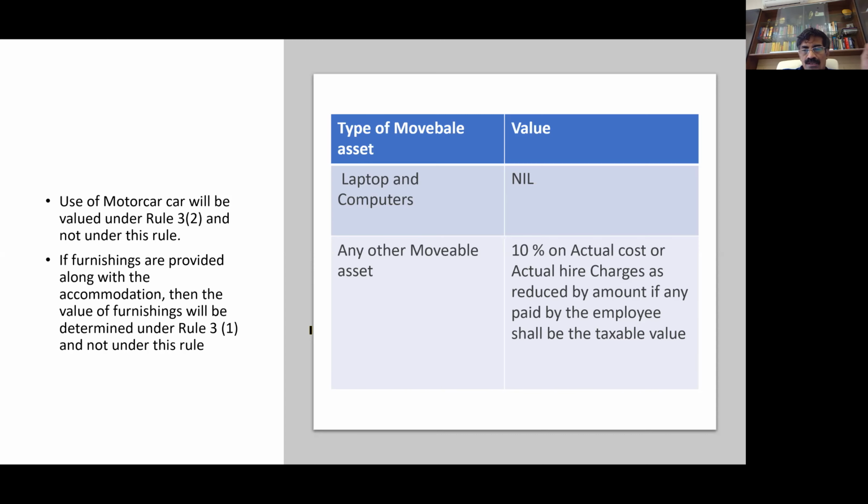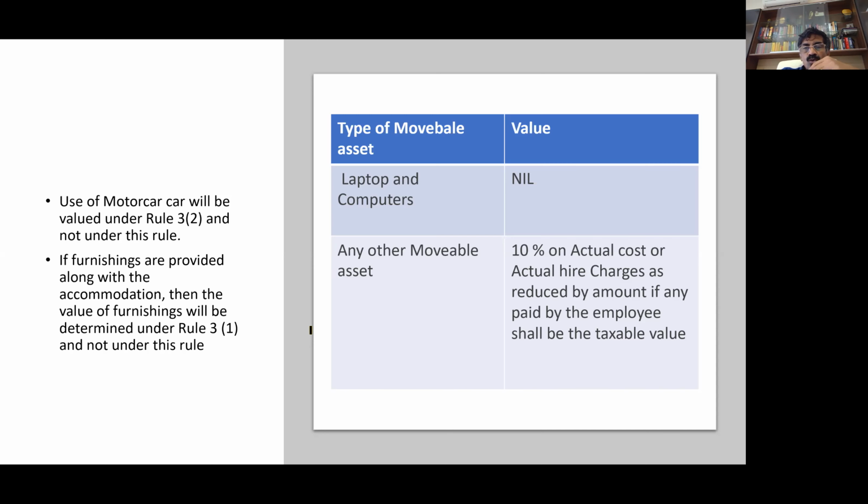Any other movable asset, as already discussed, you can easily come to a conclusion of 10% straight line. We discussed this enough number of times. 10% straight line or higher charges, as reduced by any amount paid by the employee.